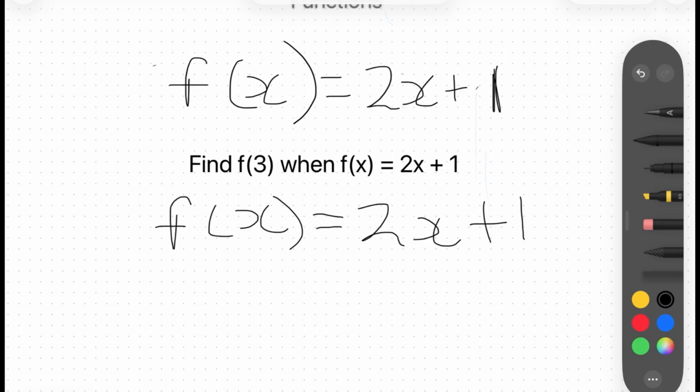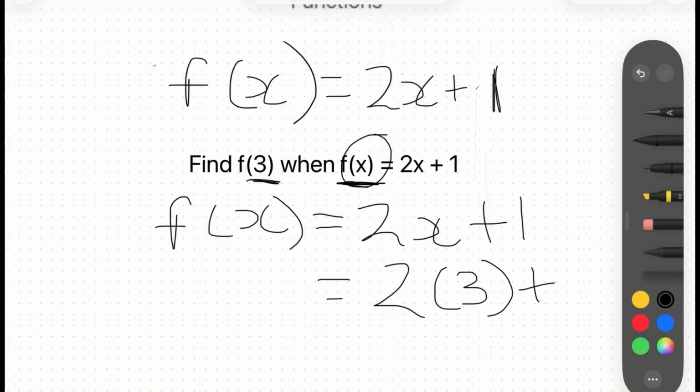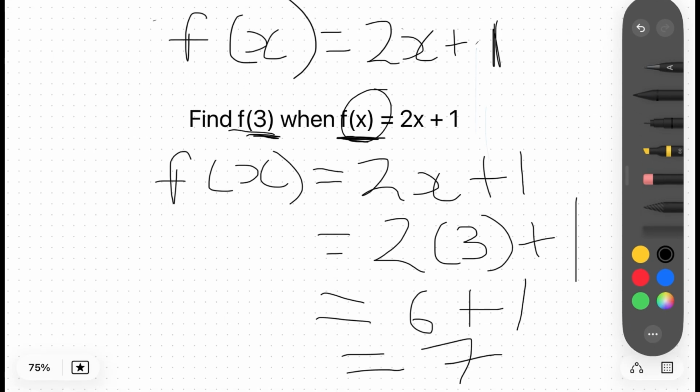Then all you have to do is wherever you see an x, you substitute it with 3. And because x is the input that they give us, we should find f(3). So wherever we see x, they tell us to put 3. So you rewrite that equation. Now, all that's left is for you to calculate. 2 times 3 is 6 plus 1. So the answer for this equation is 7. And it's simple as that.